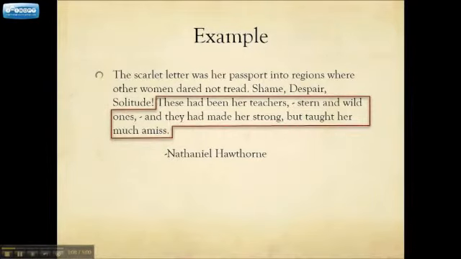Now, it's again obviously impossible for abstract ideas like shame, despair, and solitude to be actual teachers, but through Hester Prynne's lonely life, these things were essentially able to teach her, and Nathaniel Hawthorne uses these ideas and the personification to show how truly alone Hester Prynne was for most of her life and how terrible that life had been. But he also uses personification to show where her true strength came from.